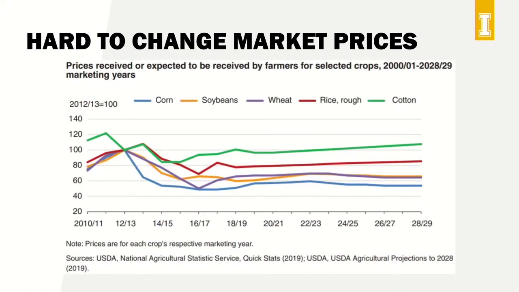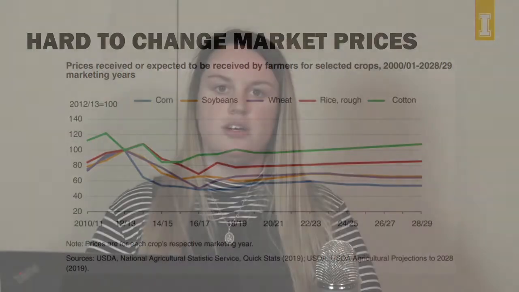Again, it's hard to change those market prices. So these were projections through 2028, 2029. And you can see that they flatten out. And we see that it's really going to be something like 2020, a pandemic, to really change those market prices in the future. However, they do flatten out as we become more efficient. And so I just wanted to show that again, that USDA makes these projections, and it really is interesting to think of these market prices flattening out.